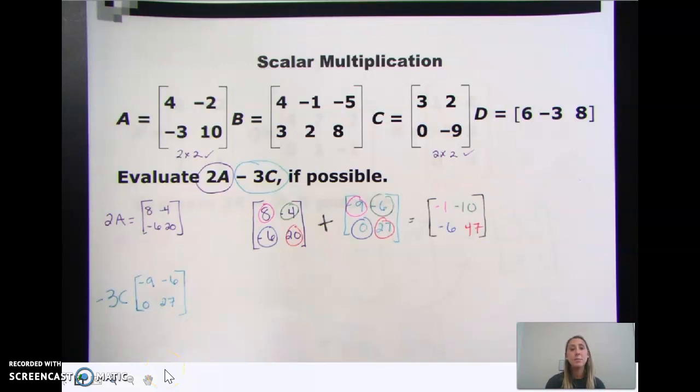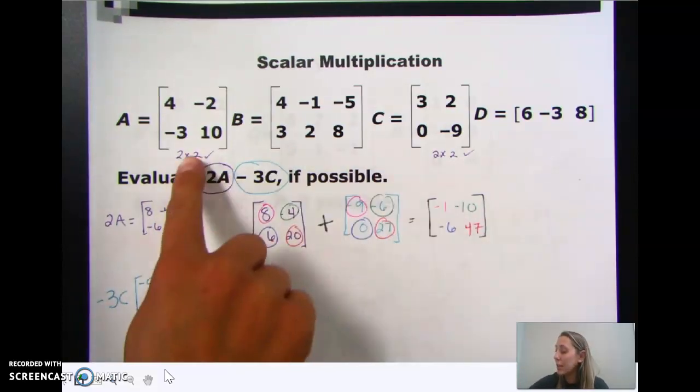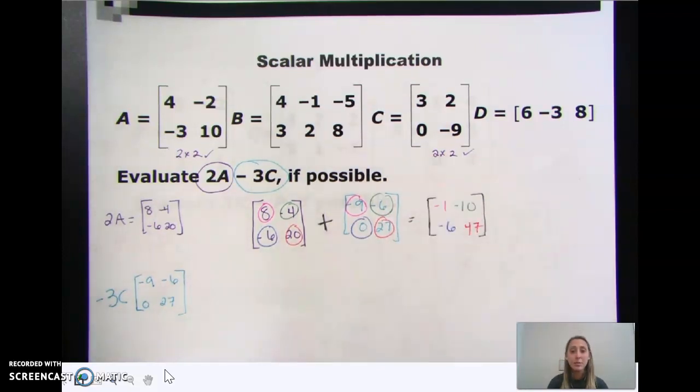Okay, so here's some examples with scalar multiplication and subtraction. So we're going to combine those two ideas and put them together. So this is the way that I typically would do something like this. So first I check to see if they're the same dimensions. So A and C, they're both 2 by 2s. Good, we're done. So the first thing I do is I compute and evaluate for 2A.